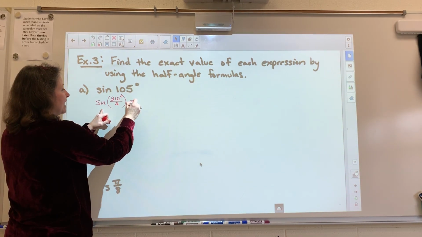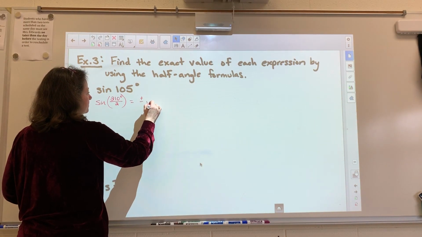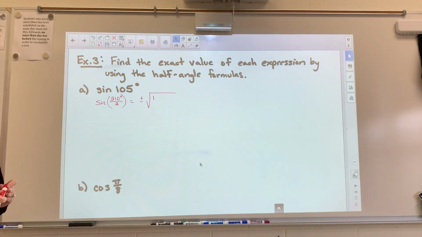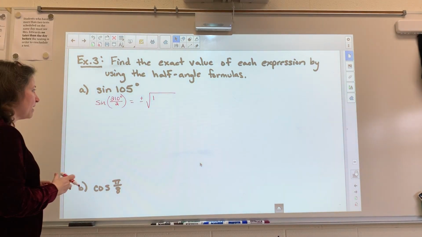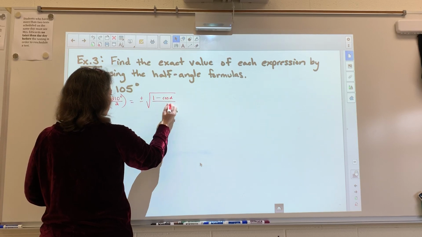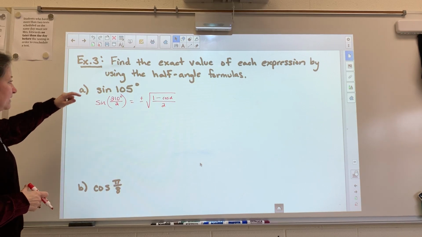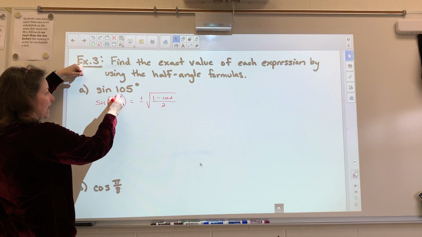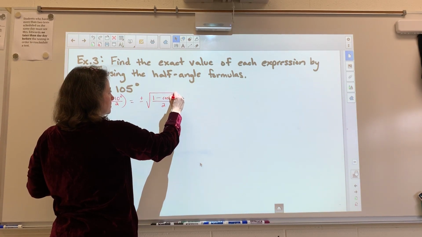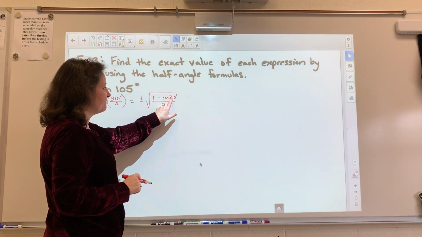And we're using the sine half angle formula. So it's positive or negative, square root. Since it's sine, is it 1 minus cosine or is it 1 plus cosine? It's 1 minus cosine, all divided by 2. So first thing I can do is in this formula, I now know what alpha is. Alpha is 210 degrees, so in my formula, I know that's 210 degrees. We're going to simplify that first.